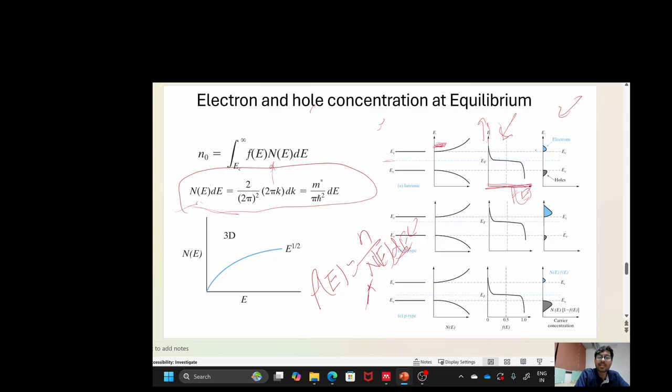If you multiply Ne into dE into Fe, this graph is the Ne into Fe. Fe is the probability. If you multiply both of these, you will get the number of electrons. And if you integrate it from the conduction band, from this point to infinity, these are the density of states multiplied by the probability of finding the electron in these states, so you will get the concentration of the electrons. This is the concentration of holes if you multiply this with 1 minus Fe.